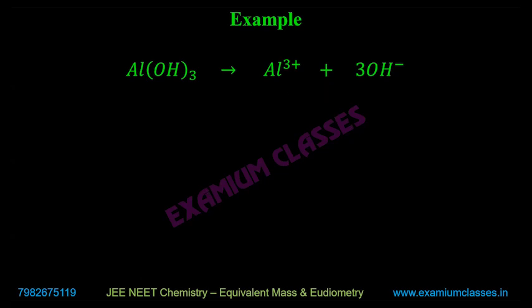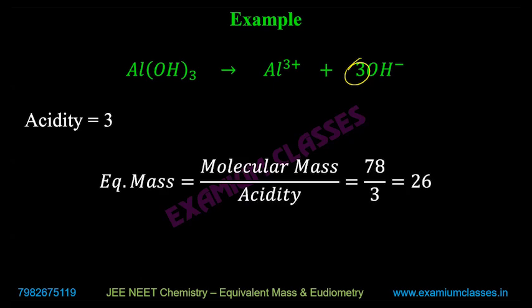Now, aluminum hydroxide will give you 3 hydroxyl ions. So acidity is 3. Divide the molecular mass of aluminum hydroxide by 3. 78 divided by 3, 26 is the equivalent mass of aluminum hydroxide. So effectively, equivalent mass is less than or equal to molecular mass. It cannot be greater than molecular mass.